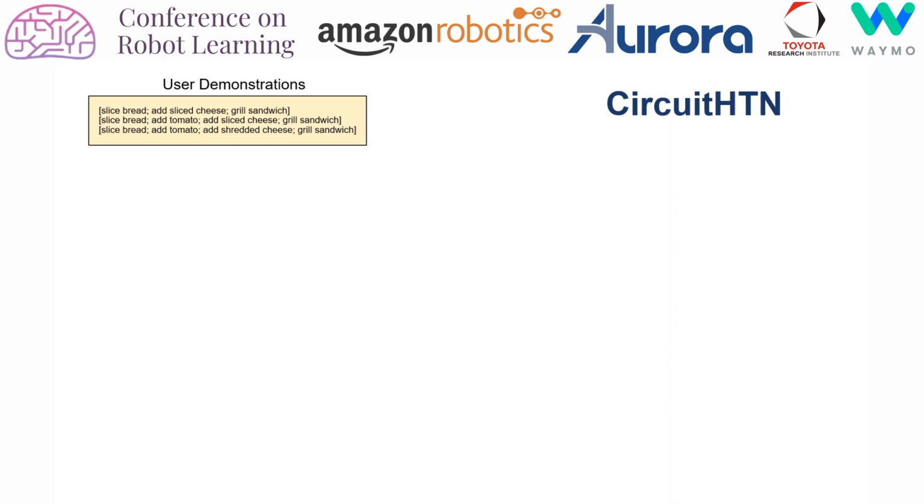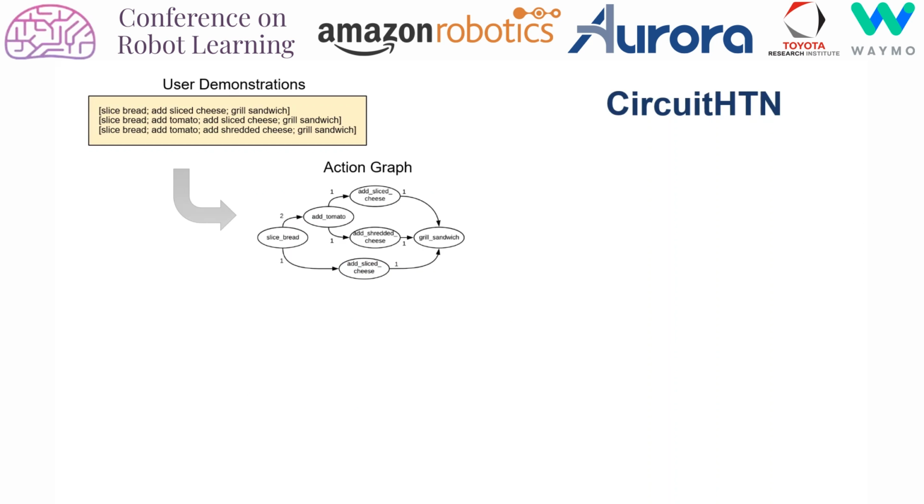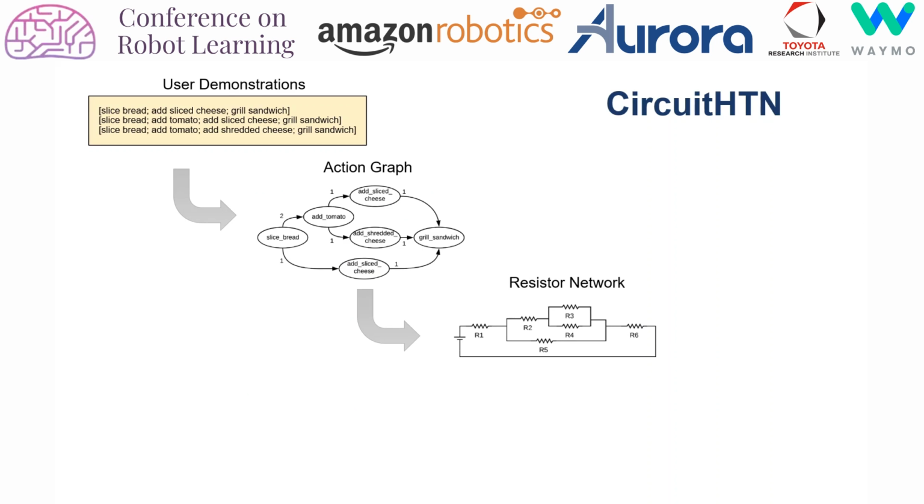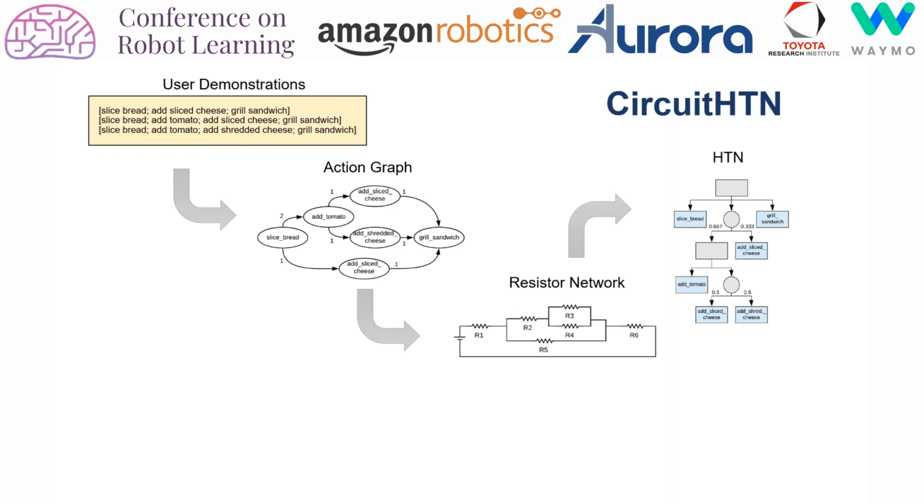CircuitHTN first converts user demonstrations into an action graph. Then, CircuitHTN uses the action graph to construct an equivalent resistor network. This is the key insight of our work. We use a directed acyclic graph reduction technique that is analogous to reducing electrical resistor networks. CircuitHTN then uses this reduction technique to convert the resistor network and corresponding action graph into an HTN.